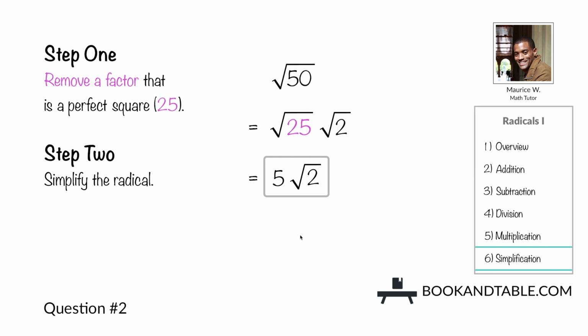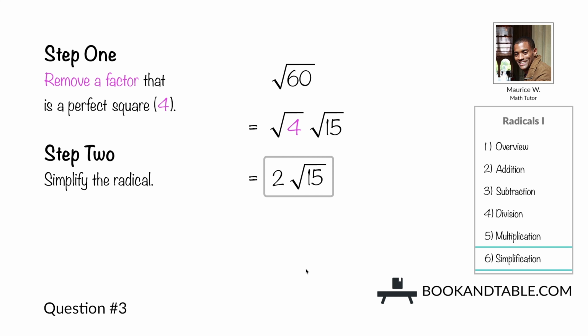Question number 2, the square root of 50. Step 1, remove a factor that is a perfect square. So if we're considering the factors of 50, 2 times 25 equals 50. And we like these factors because 25 is a perfect square. The square root of 25 is 5. So the answer to question number 2 is 5 radical 2.